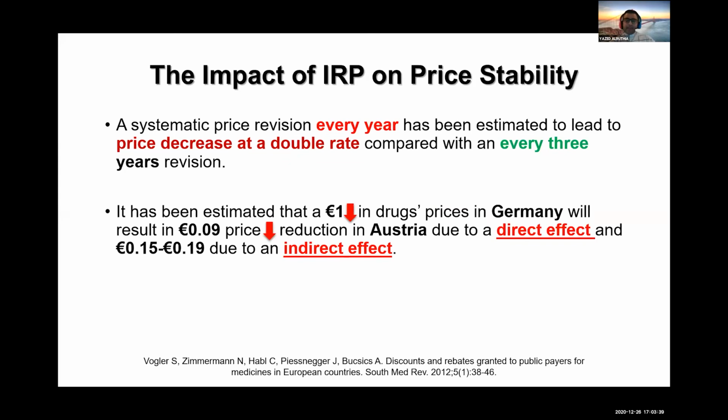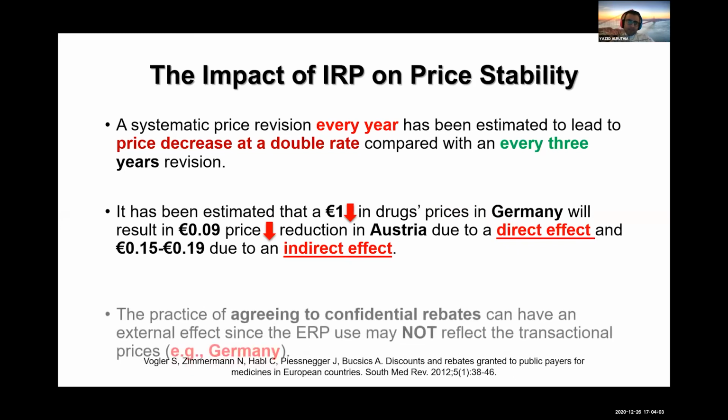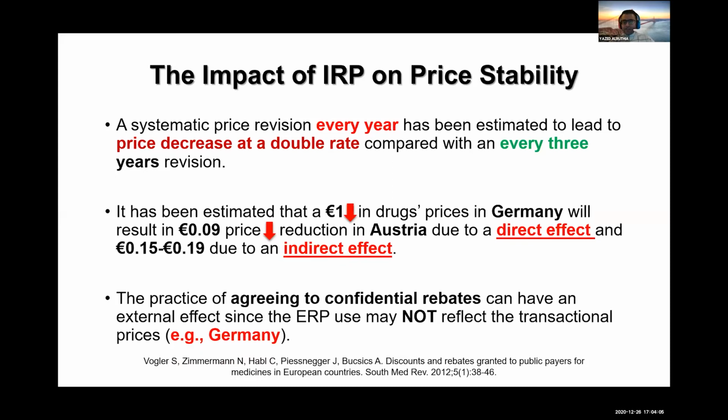It has been estimated that a €1 decrease in drug prices in Germany will result in 0.09 euro reduction in price in Austria due to direct effect, as well as 0.15 to 0.19 euros due to an indirect effect. So there's a spillover effect. If you reduce a price in one country, it will have a spillover effect in other countries, especially countries with geographic proximity.